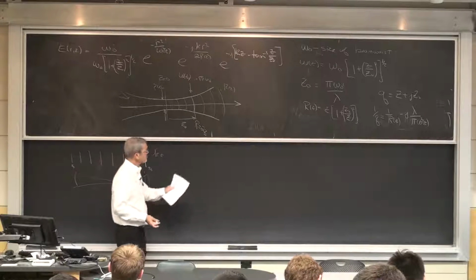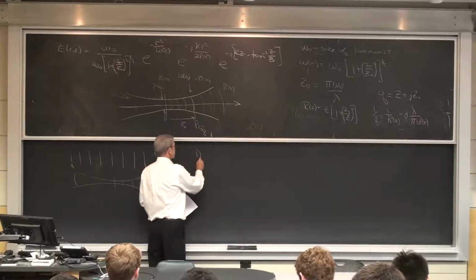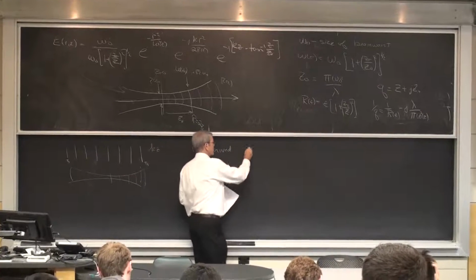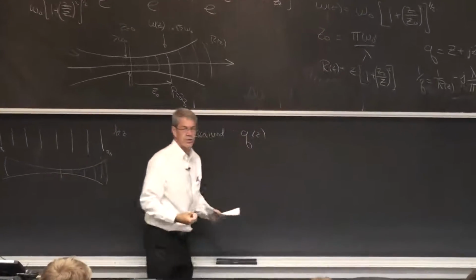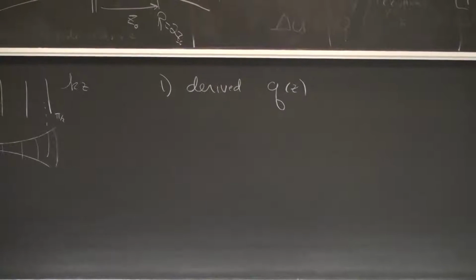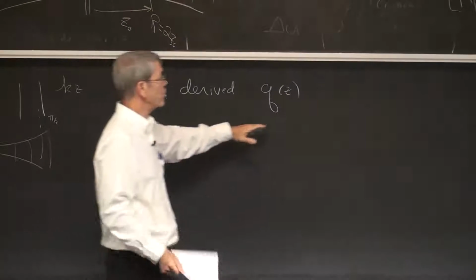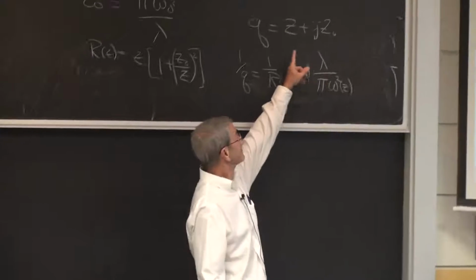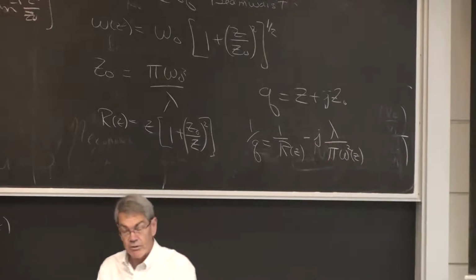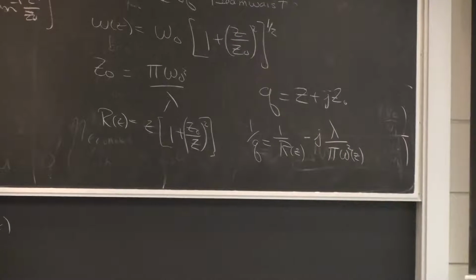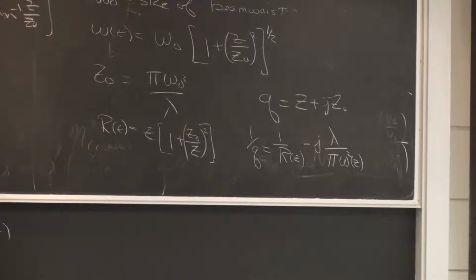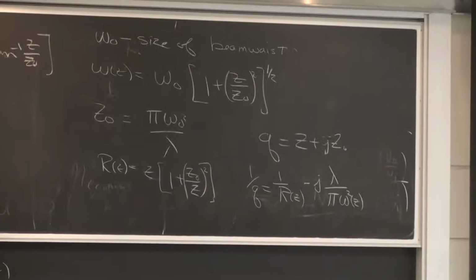So we went through all this stuff, and we derived Q of z. And Q of z is what's going to be our tool we use a lot. So Q of z is just simply z plus jz naught. But as I pointed out, this tells you how far you are from the waist. This tells you how big the waist is. So you know everything you need to know. So Q of z is a very rich parameter and tells us everything we need to know. And so we're going to use that. And it came out of this differential equation.